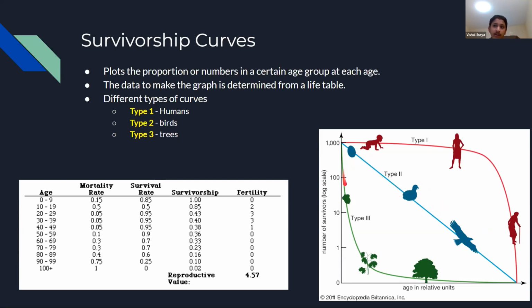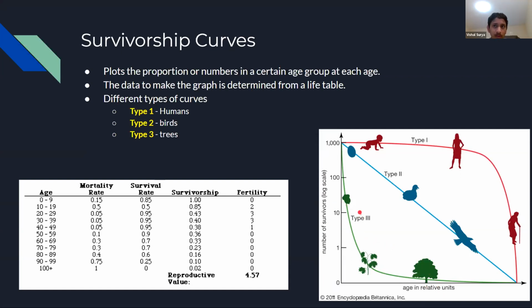And then we have the type 3 survivorship curve, which is actually an interesting curve. It's described by trees. So what happens is whenever an organism is very young, it is more likely to die. And then over time, if it survives to a higher age, it's going to survive for a really long time after that. That's why I see some trees that go on for a really long time and survive for hundreds and maybe thousands of years.